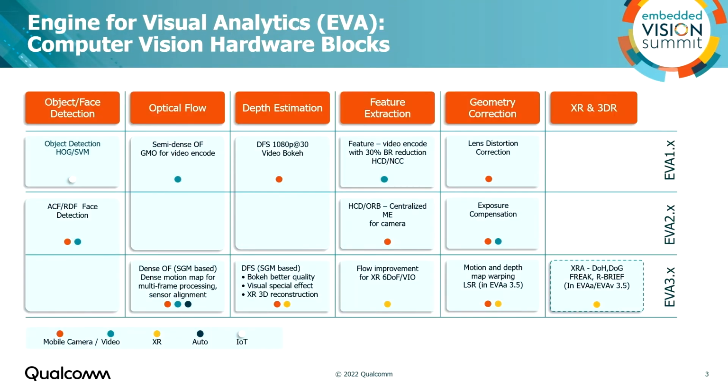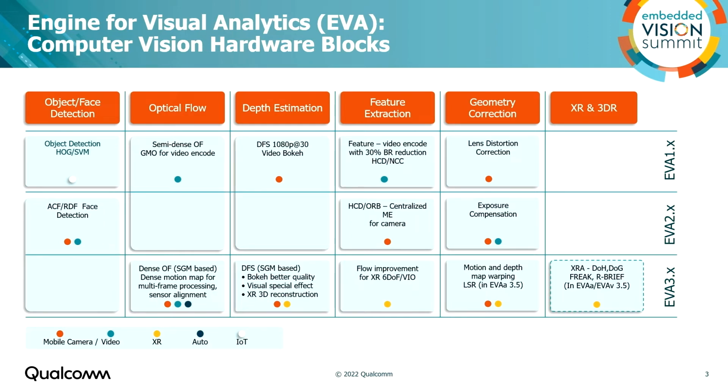number 2 here. So I'd like to introduce the hardware core that's been in Snapdragon devices for quite some time now, but we haven't really talked about it that much publicly. And that is the Engine for Visual Analytics, or EVA. And apologies for my super bright pointer here. We've actually had this for 3 generations now. We had EVA 1, EVA 2, and EVA 3.